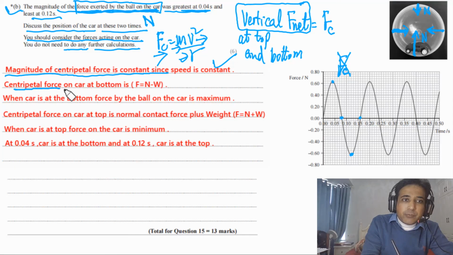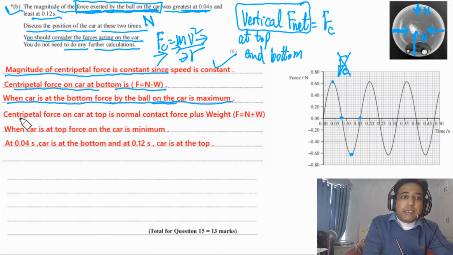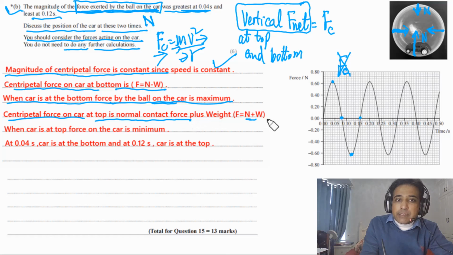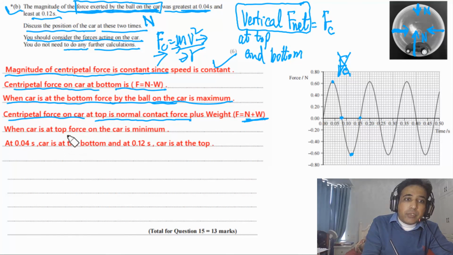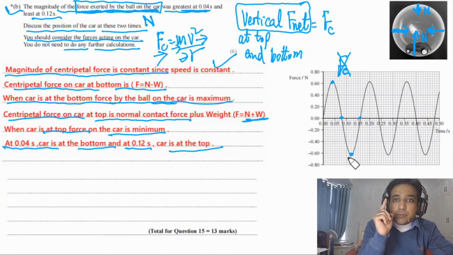Centripetal force on the car at the bottom is here. We have discussed centripetal force is equal to N minus W. When the car is at the bottom, force by the ball on the car is maximum. Centripetal force on the car at the top is normal contact force plus weight. We have discussed this point. And when the car is at the top, force on the car is minimum. At 0.04 second, the car is at the bottom, and at 0.12 second, the car is at the top, because force on the car at this point is maximum, and force on the car at this point is minimum.